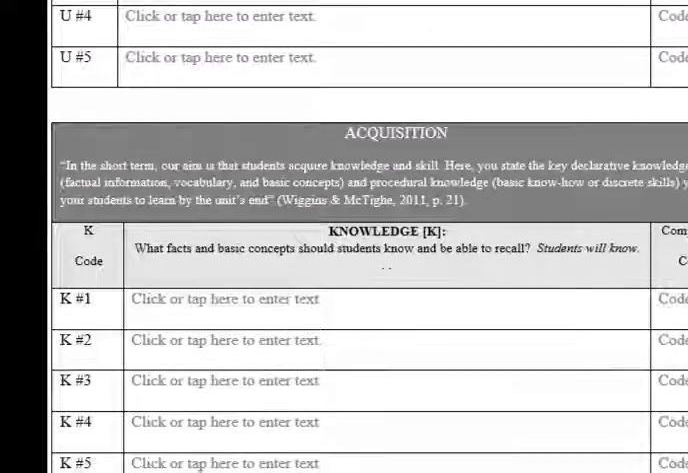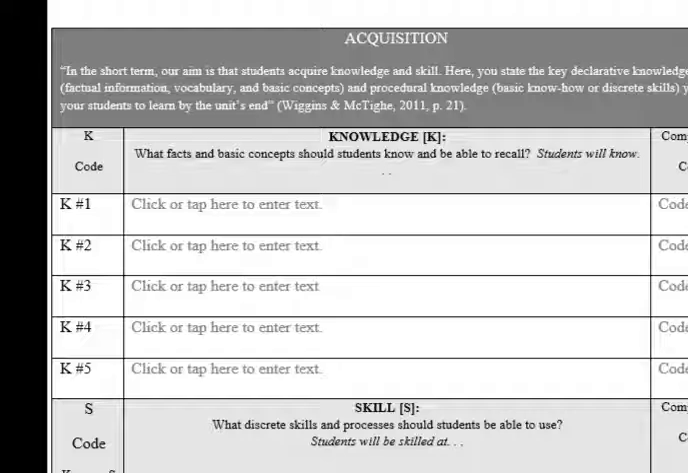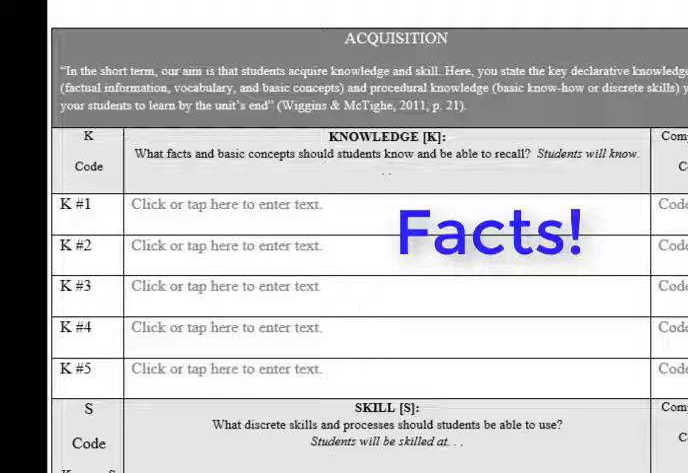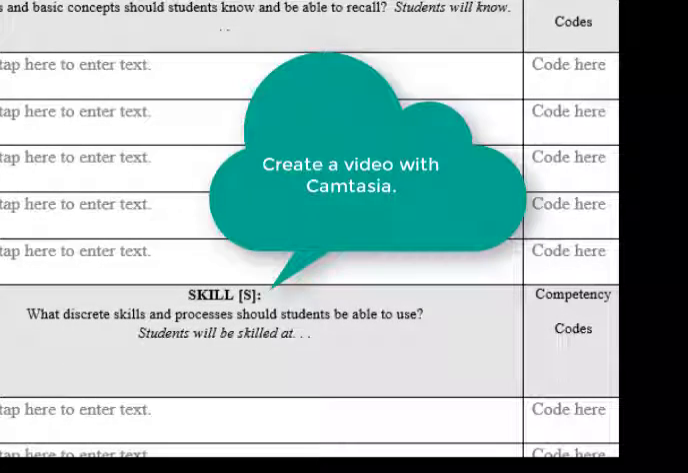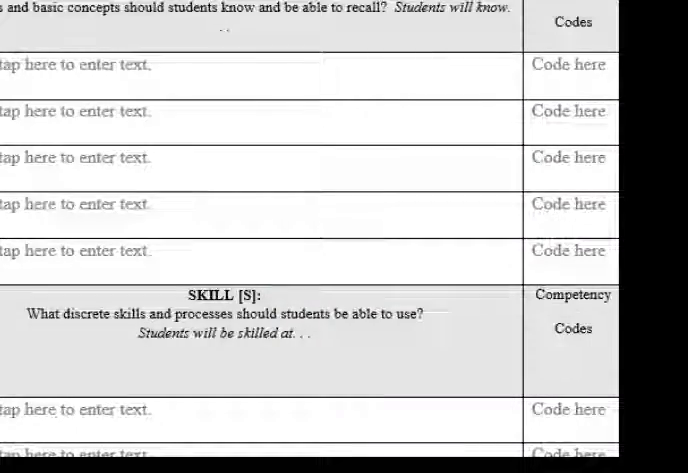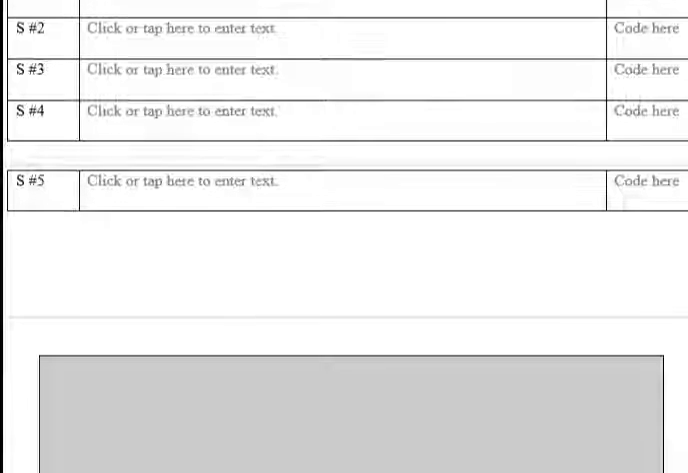Next is the acquisition section. For the acquisition section, this is where you will include the knowledge information as well as the skills. The knowledge information, the best way to think of that is the facts. What are the facts that you want students to know? Skills would refer to, after students have those facts, what can they do with those? What are the discrete skills that they should be able to perform with the knowledge that they have acquired? And that concludes Stage 1.